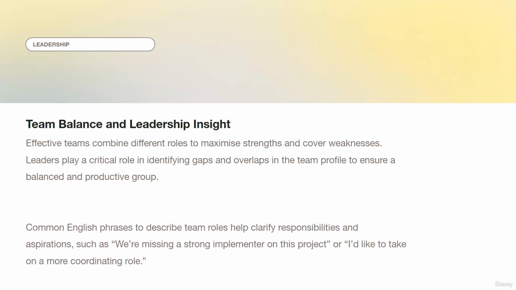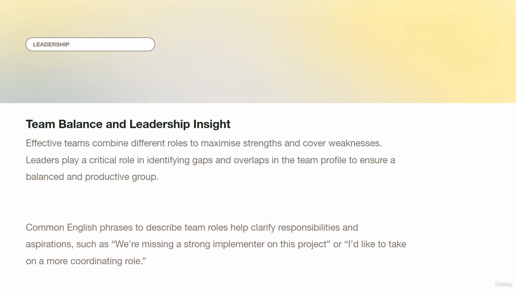So like I said, not every team has 9 members in these defined roles. There can be a lot of overlap. Some roles can be missing. Quite often one person will take on multiple roles. But the point is that an effective team will combine different roles to maximize strengths and cover weaknesses. You do not want a team full of just one or two particular characteristics. You want a good mix.